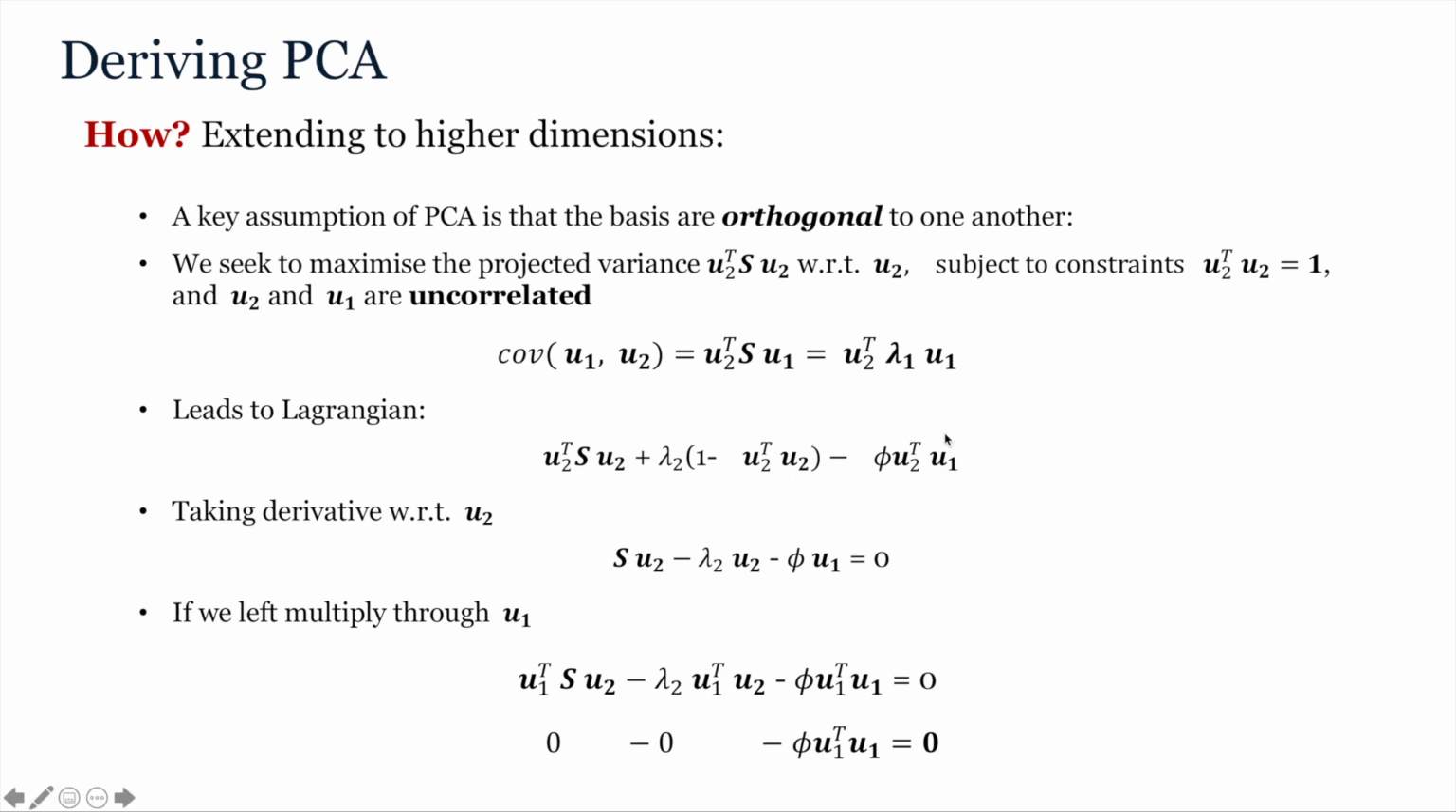So this is constrained to be 0, and this is constrained to be 0. Then, when you take the derivative with respect to u2, we get the following equation, which, if we left multiply through by u1, shows us that phi must be 0 as the covariance and the projection of u1 onto u2 are constrained to be 0 because they're orthogonal. And if this disappears, we are then left again with the eigenvector equation, this time for u2.